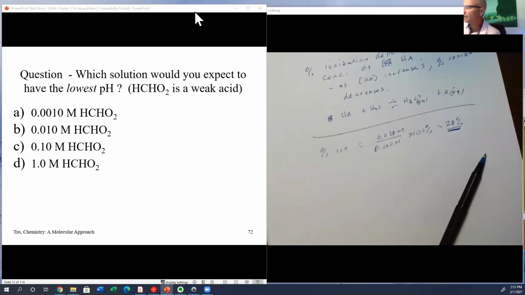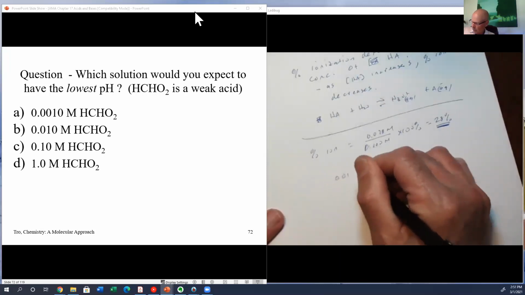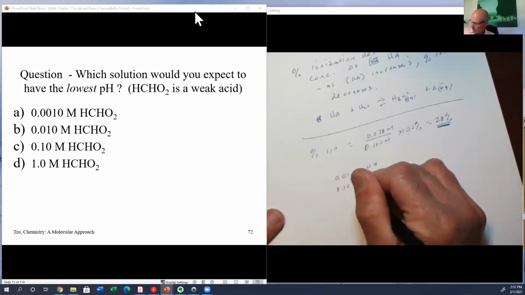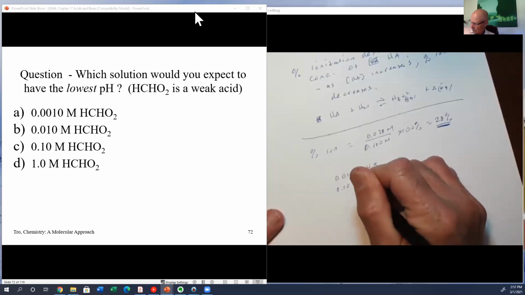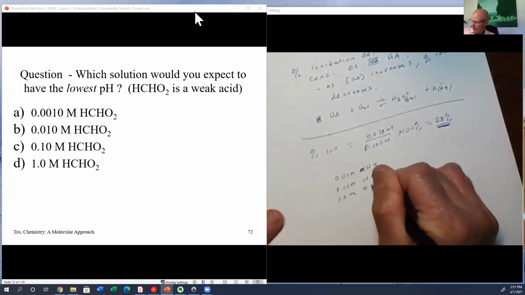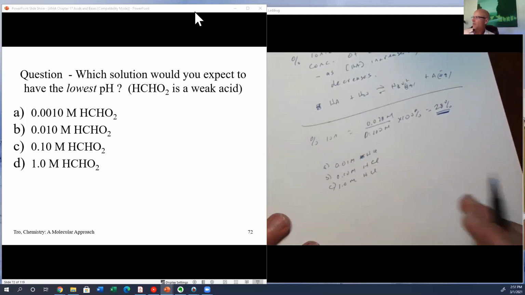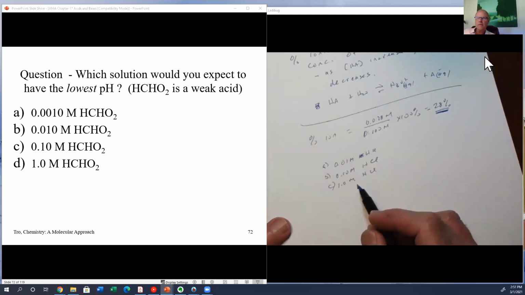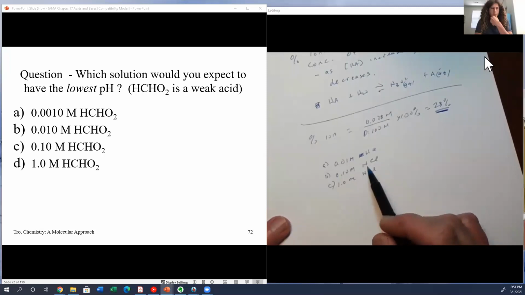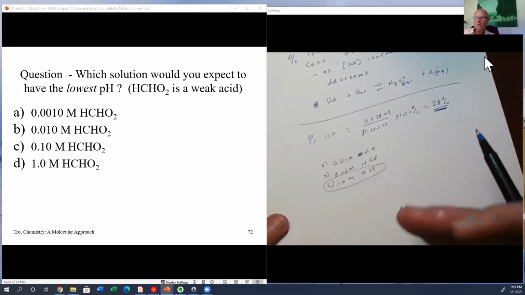Okay, let me ask you this. If I had a bunch of strong acid solutions, let's say I had 0.01 molar HCl, 0.1 molar HCl, and 1.0 molar HCl, A, B, C. Out of these three solutions, which is the most acidic? C, right? The more concentrated one. As the acid gets more concentrated, the solution gets more acidic, okay?